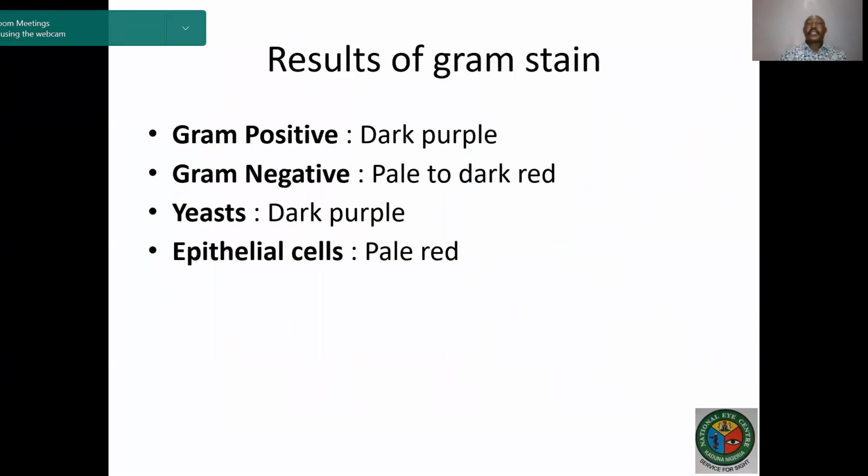Generally, gram-positive organisms give a dark purple appearance, and gram-negative organisms give a pale to dark red appearance. Dark purple appearance can also be seen with yeast, but of course they are more slender and longer than the bacteria, except for Nocardia species. The epithelium is also stained pale red, as you observe.